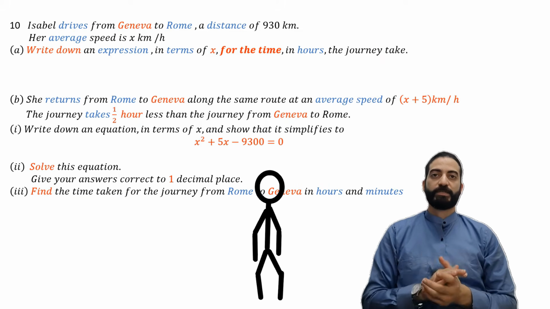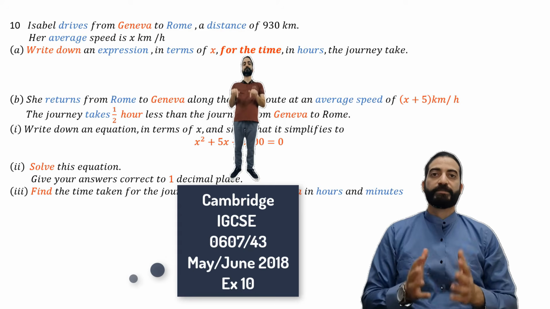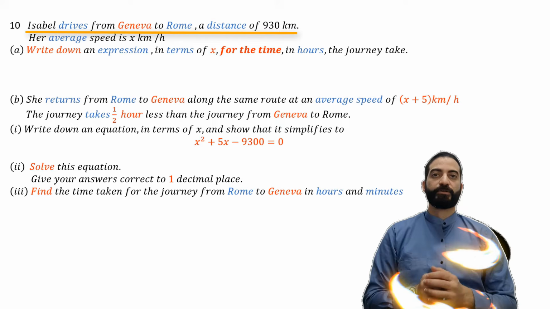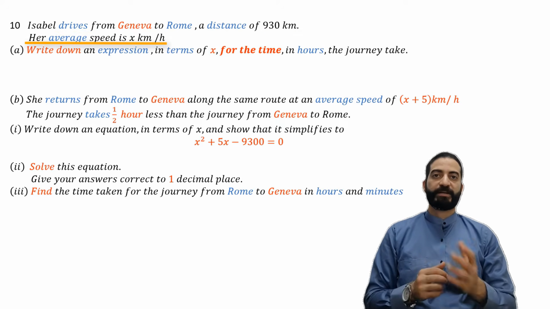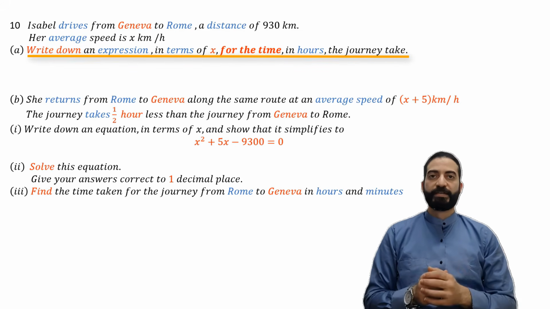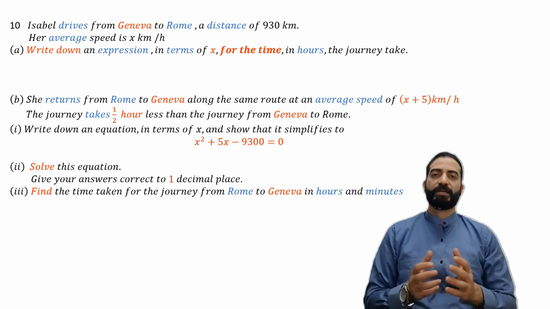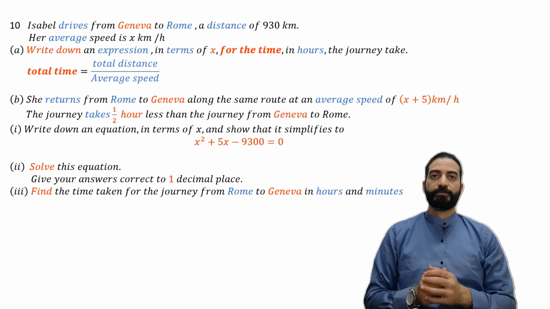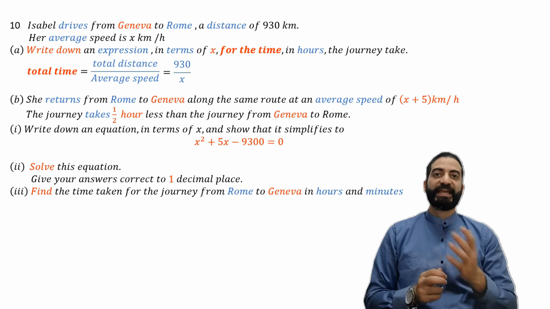Hello everyone, we'll start by solving question 10 of the Cambridge IGCSE 2018 exam. Isabel drives from Geneva to Rome, a distance of 930 km. Her average speed is x km per hour. Part A, write down an expression in terms of x for the time in hours the journey takes. We can use the rule: total time equals total distance over average speed. Total distance equals 930 and average speed equals x.